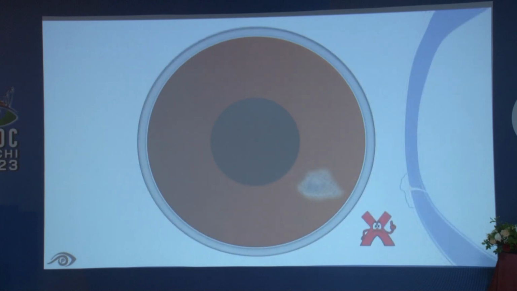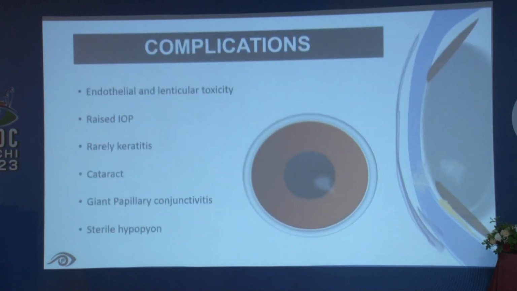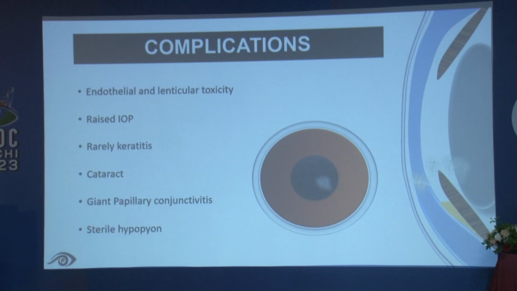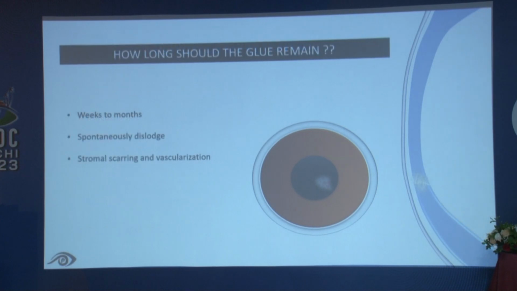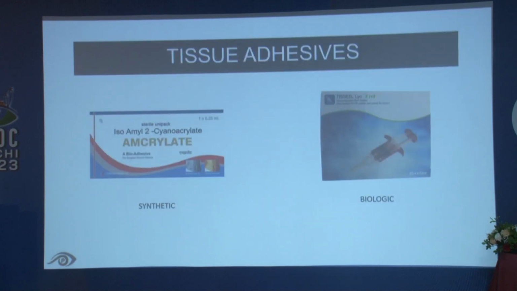The main thing that you have to look for is you shouldn't overuse this glue. The moment you put too much glue, it is going to form a mound, and the surface is going to be very irregular. So there will be a lot of problems. So what are the complications? If it enters into the anterior chamber, there can be endothelial and lenticular toxicity, and raised IOP, and as I told, cataract formation, and also giant papillary conjunctivitis. So how long should the glue remain? It can be there for weeks to months depending on the size of the perforation. Ideally we wait for it to spontaneously dislodge till the stromal scarring and vascularization has taken place.